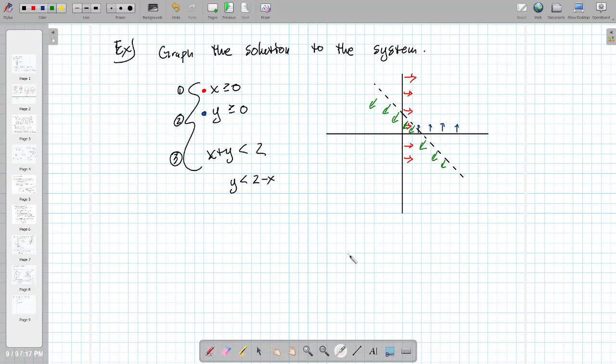Now we look for the region that includes all three colors, and that would be this little triangle right here. We have blue, green, and red all overlapping in this triangle, so this is actually the solution set here. We have the point here, which is 2, 0. This point here is 0, 2. This point, of course, is the origin, 0, 0.